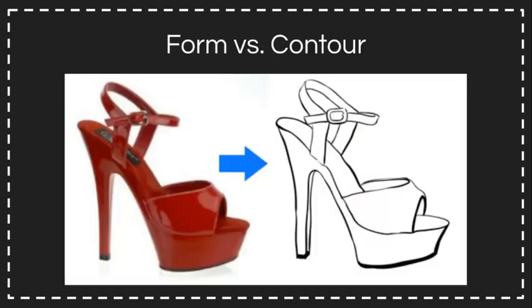Now, here's another visual example for you. We have a shoe, which has form. It has length, width, and height. You can hold it. And then we have contour. So this is a contour line drawing of a shoe. It just has the outside outlines. It is simplified, so it doesn't have every little nitpicky detail. We can get the basics that it is a shoe based on this minimal amount of lines being used.